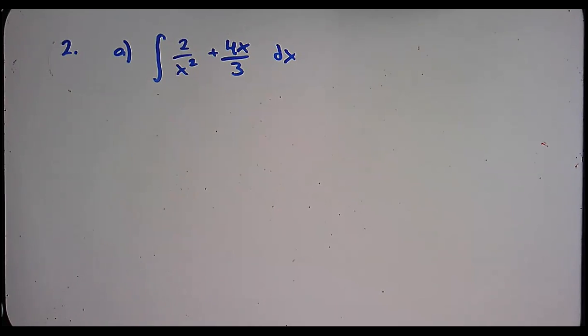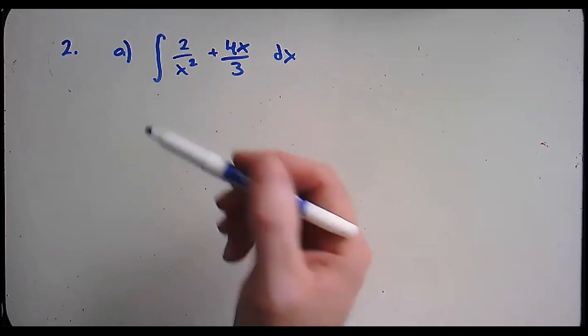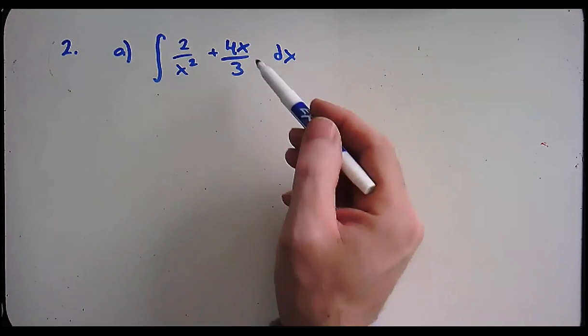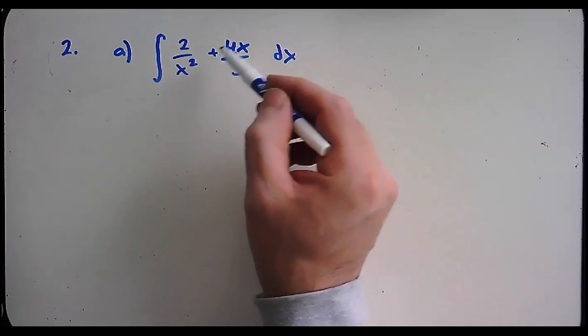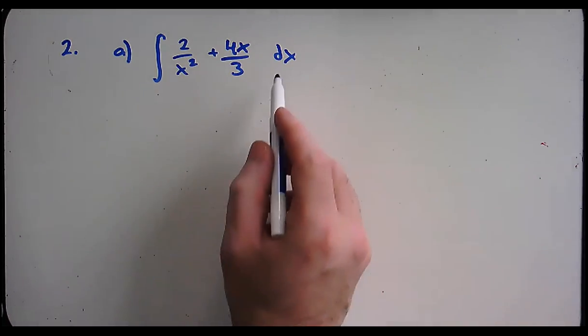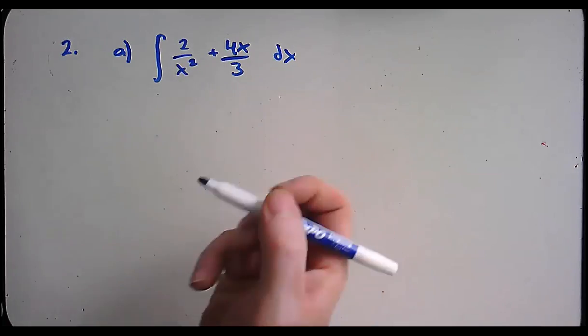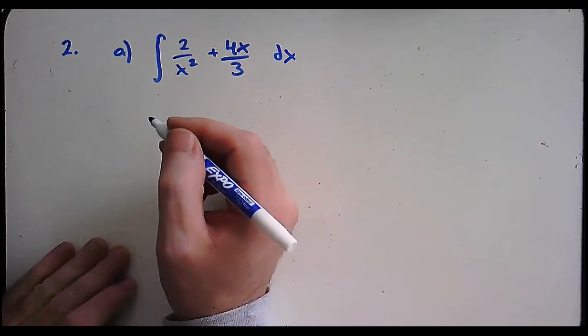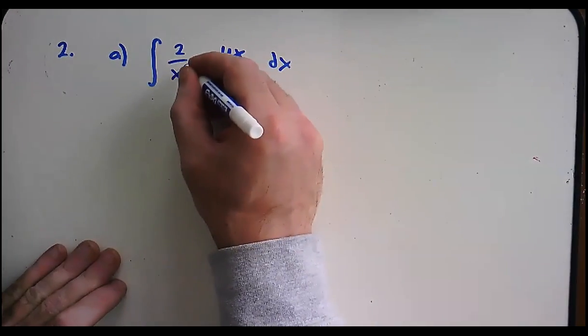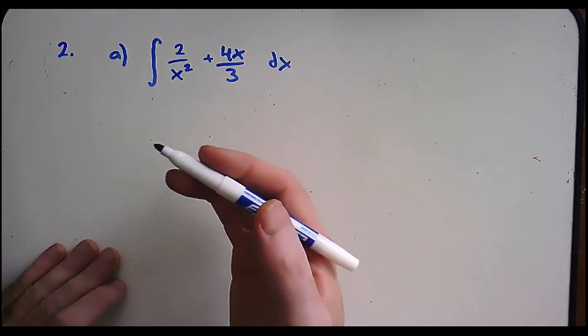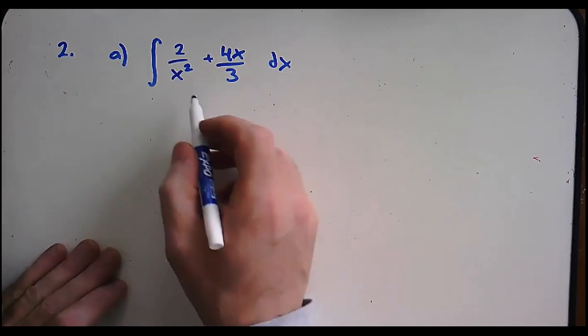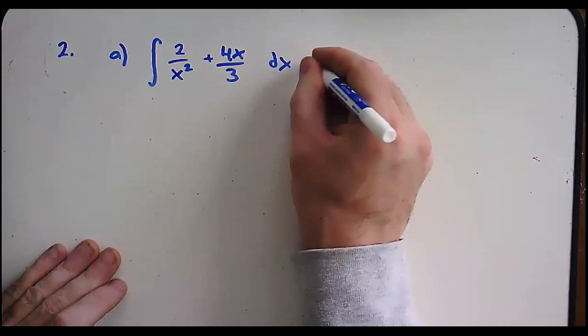Okay, moving on to problem 2, we have some indefinite integrals to evaluate here. The first one is the integral of 2 over x squared plus 4x over 3, the whole thing times dx. Sometimes you'll see parentheses, sometimes you won't. It's understood that this entire quantity is times dx. So like we typically do, if we have powers in the denominator or square roots or anything like that, I'm just going to write these as powers of x.